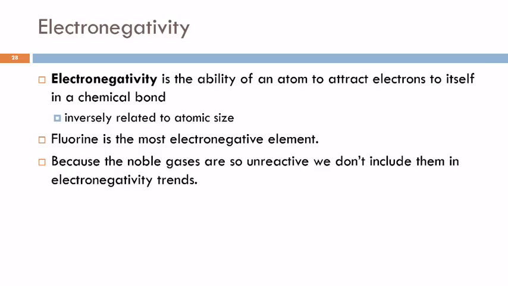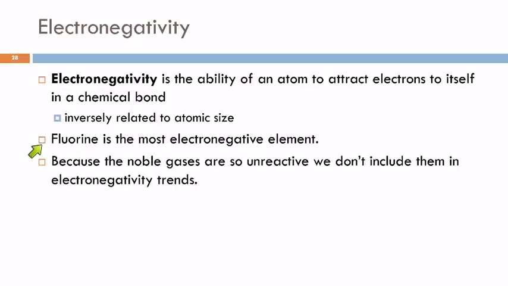So what is electronegativity? This is the definition. The ability of an atom to attract electrons to itself in a chemical bond. Electron affinity is the energy change when an atom becomes an ion by gaining one electron. So they're not exactly the same thing. Electronegativity is inversely related to atomic size.